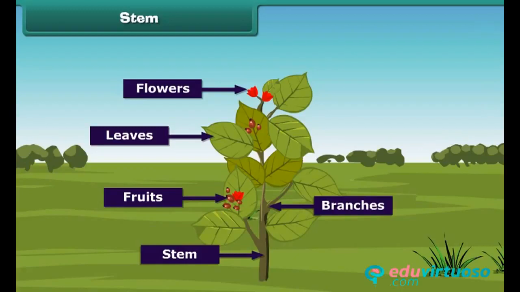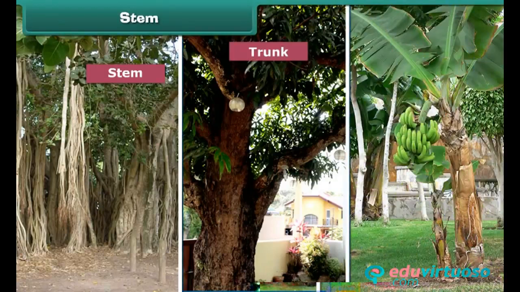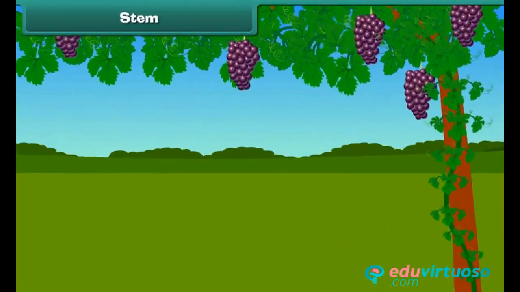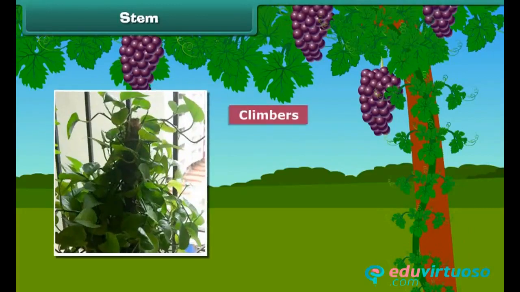Some trees, like banyan and mango, have hard, strong and brown stem. It's called trunk, whereas some trees, such as banana, has a thick but soft and green stem. In some plants, the stems are so weak that they cannot hold the plant upright. Such plant climbs with the help of a support, so they are called climbers. Money plant is the best example of this kind.